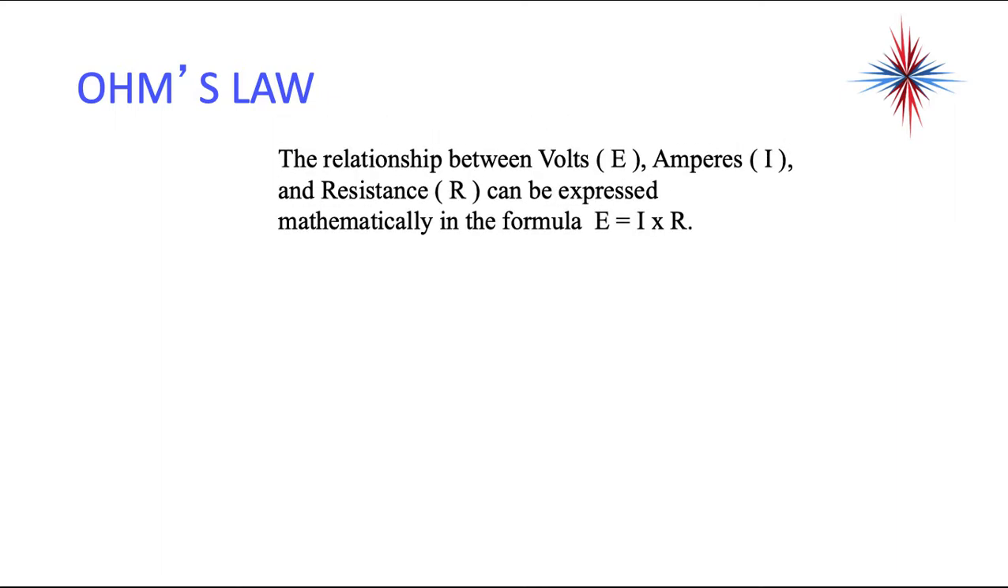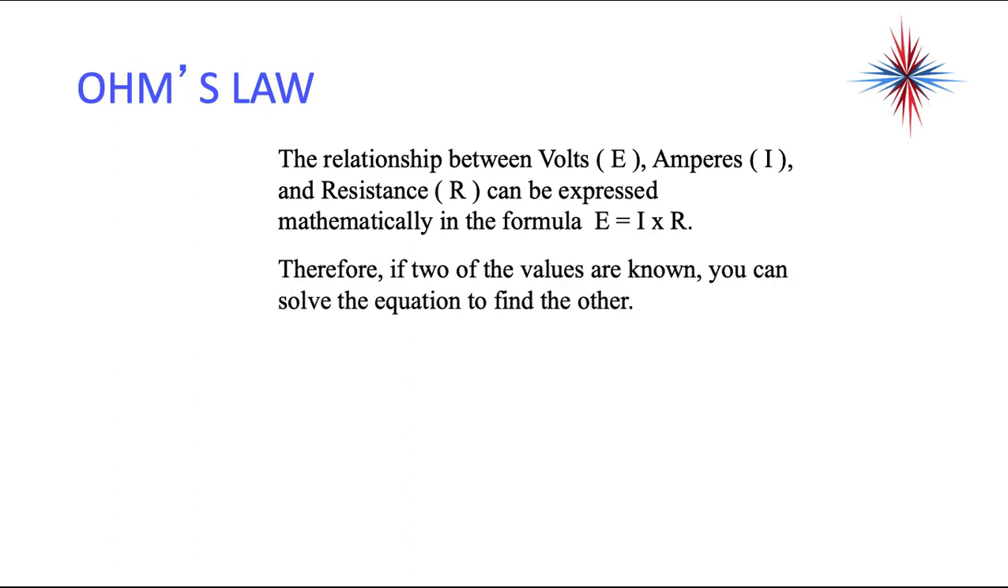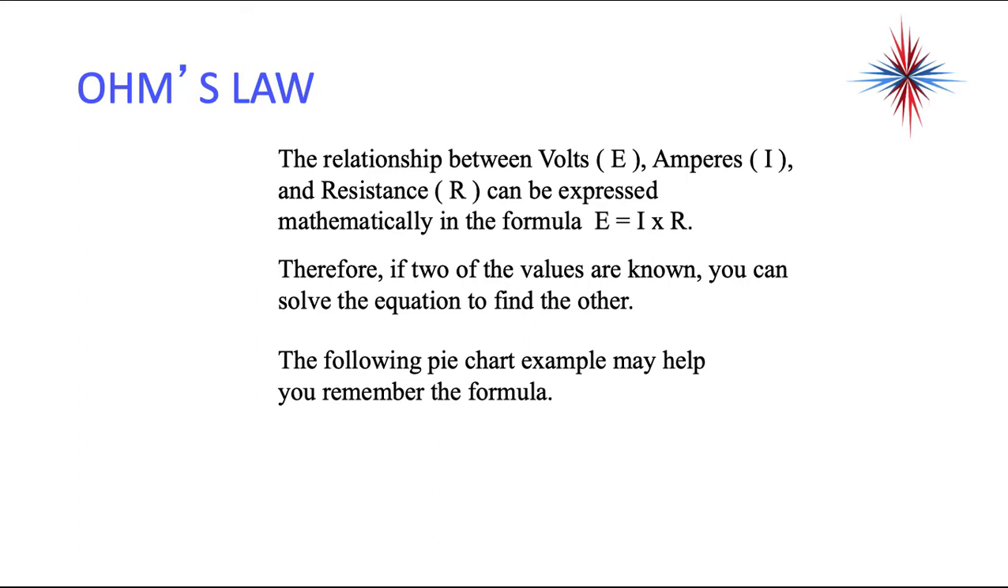So let's talk a little bit about Ohm's law. Ohm's law is the relationship between voltage, amps, and resistance. And again, in Ohm's law, the letters E, I, and R stand for voltage, amps, and resistance. They can be expressed mathematically in a formula, E equals I times R. Therefore, if two values are known, you can solve the equation to find the other.